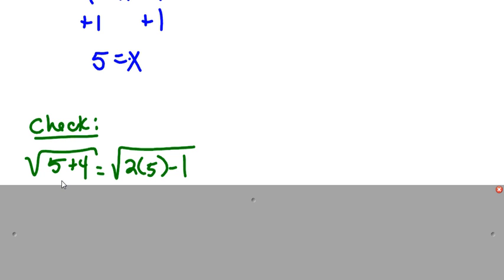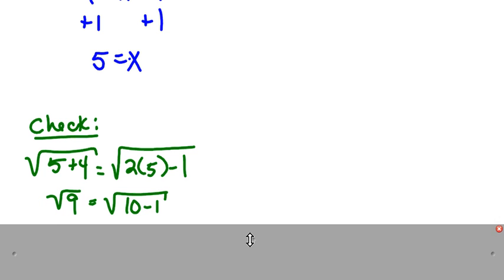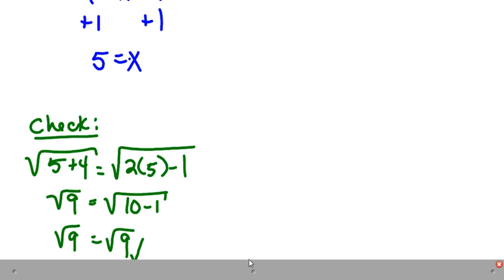So here on the left-hand side, we have 5 plus 4, which is 9. So we have the square root of 9 here on the left. On the right-hand side, we've got 2 times 5, which is 10. 10 minus 1 is 9. The square root of 9 is equivalent to the square root of 9. Both of those are equal to 3, so we can see that we have a valid solution of 5.